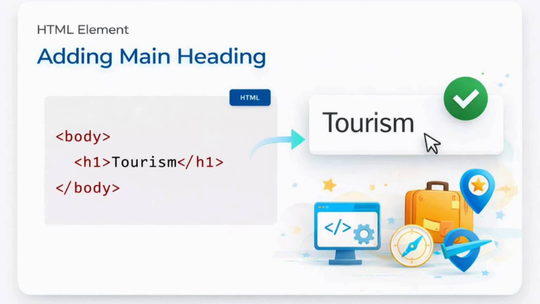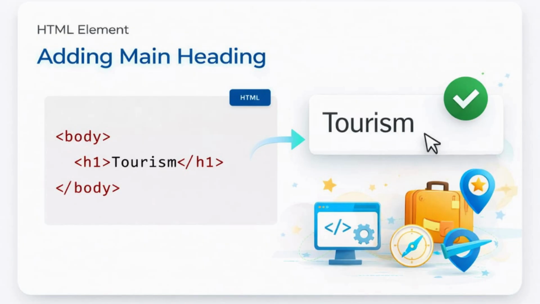In HTML, headings are created using special tags called heading tags. The most important one is the opening tag. Here, inside the body section, we write less than H1 greater than tourism less than /H1 greater than. What does this do? It tells the browser to display the word tourism as a big, bold heading on the web page. Think of H1 as the title of your page, just like a book title.